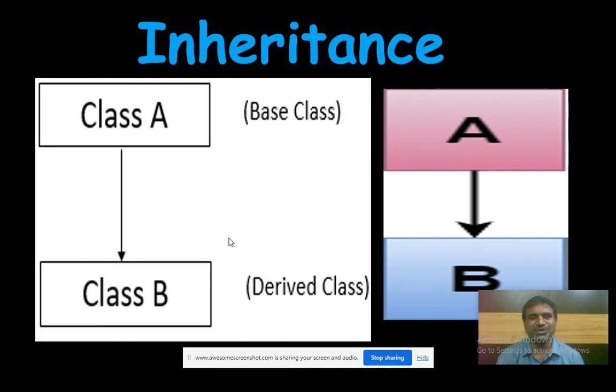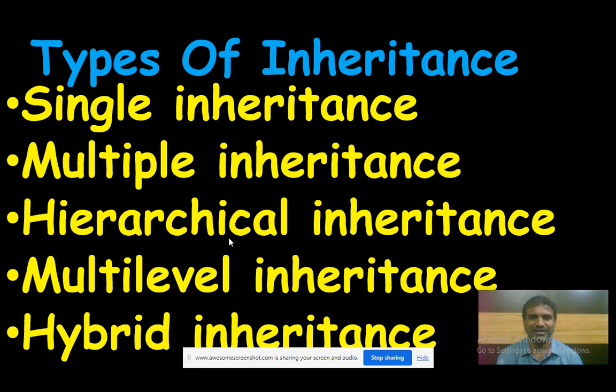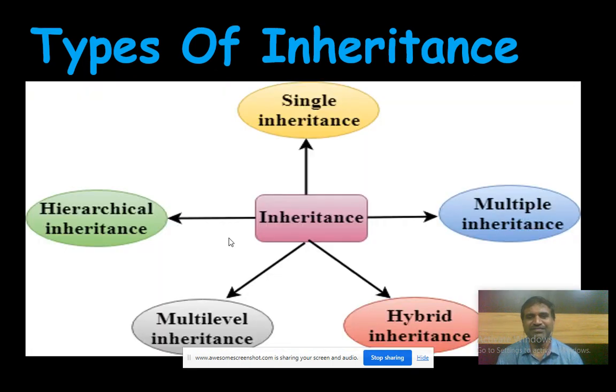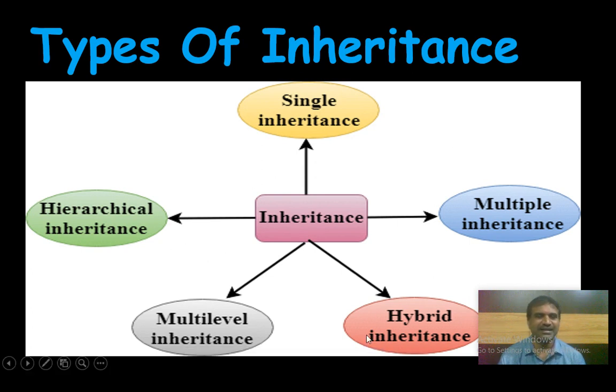Base class is also called superclass, and derived class is also called subclass. We can also say parent class and child class. So usually there are five types of inheritance: single inheritance, multi-level inheritance, multiple inheritance, hierarchical inheritance, and hybrid inheritance. All these five types will inherit the features in different levels.